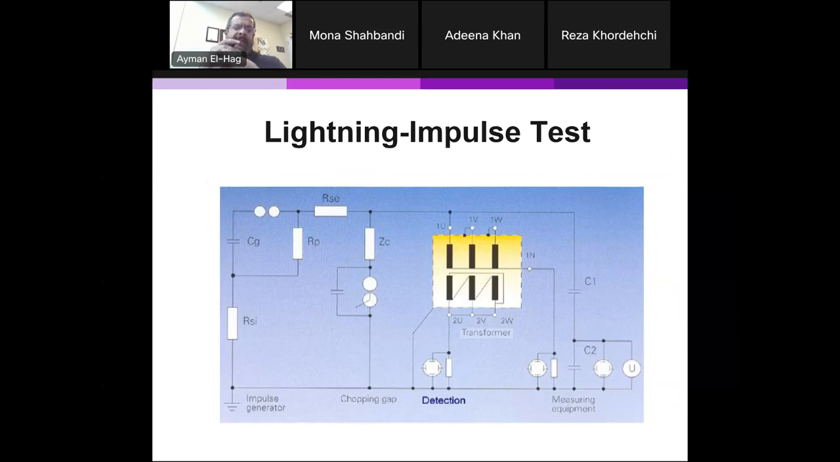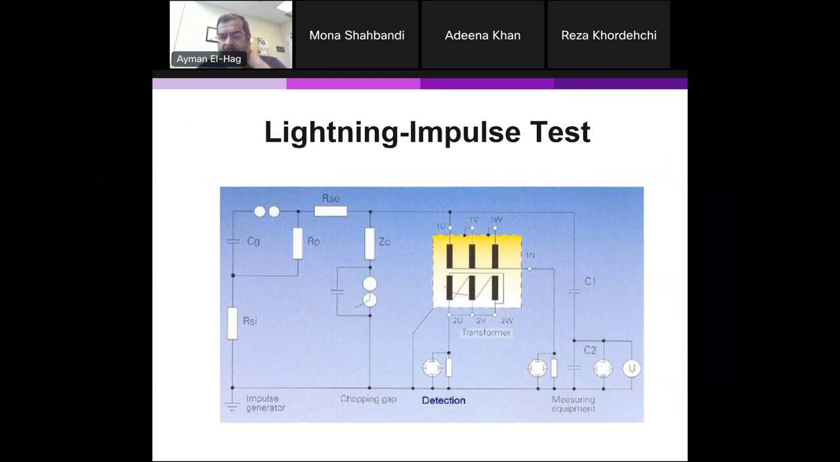Let's look at this. It is actually a schematic of an impulse test for a transformer by a manufacturer, in one of the testing labs. So this is my transformer. The transformer basically has U, V, W. This is the European way of numbering; they call it UVW. So 1U, 1V, 1W, and 2U, 2V, 2W. That is one side of the transformer, and this is the other side of the transformer.